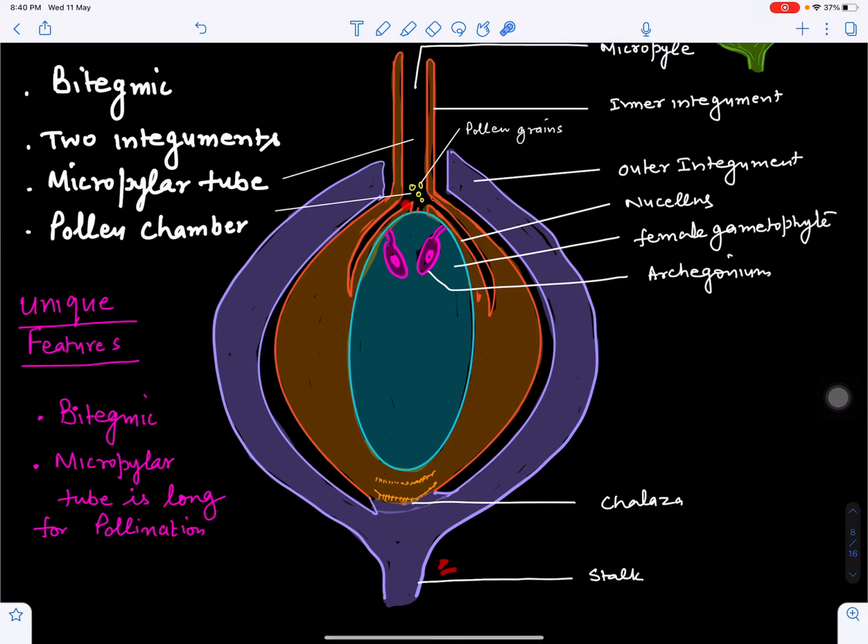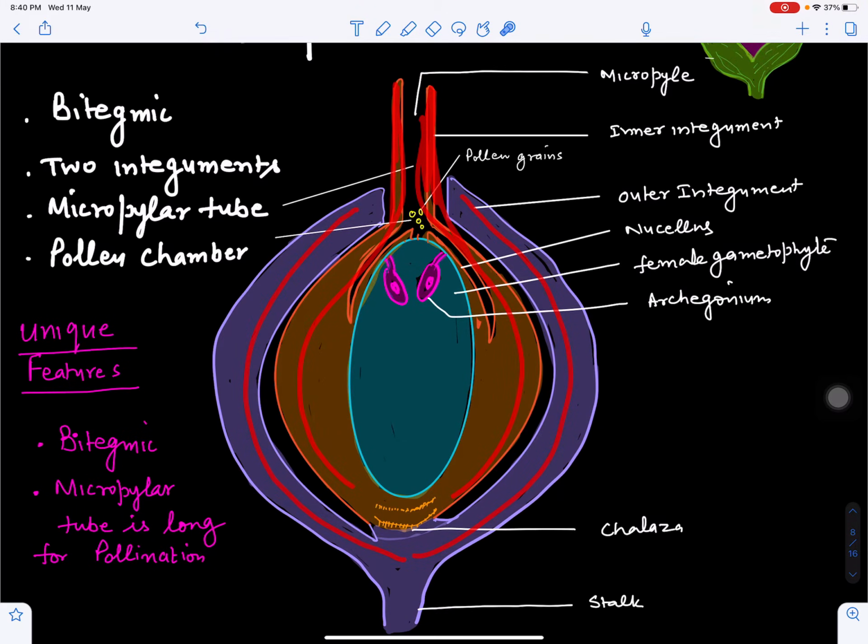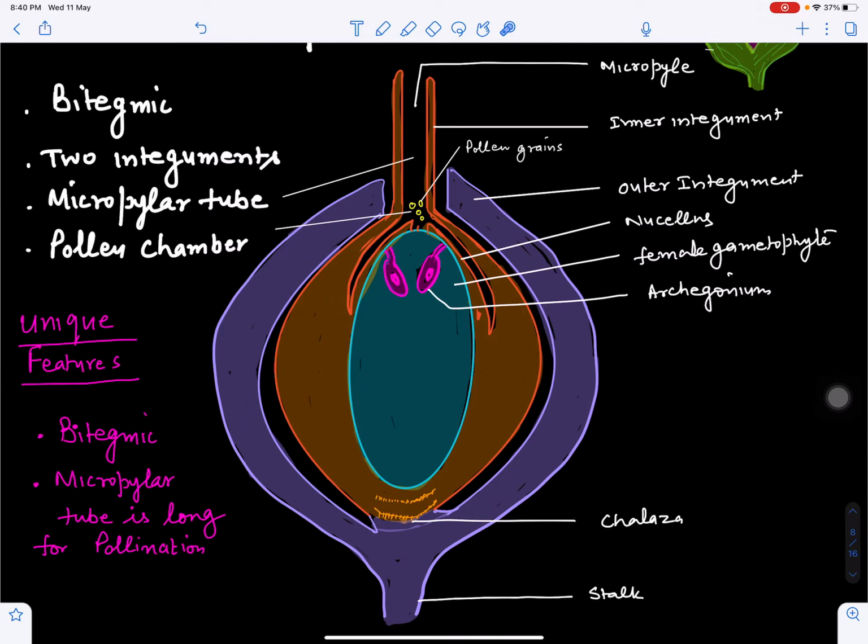And in the center, this part is the nucellus. This is covered on the inner side by the inner integument. This is the outer integument. And this inner integument is longer as compared to the outer integument. This is forming a tube-like structure. This is called the micropylar tube.